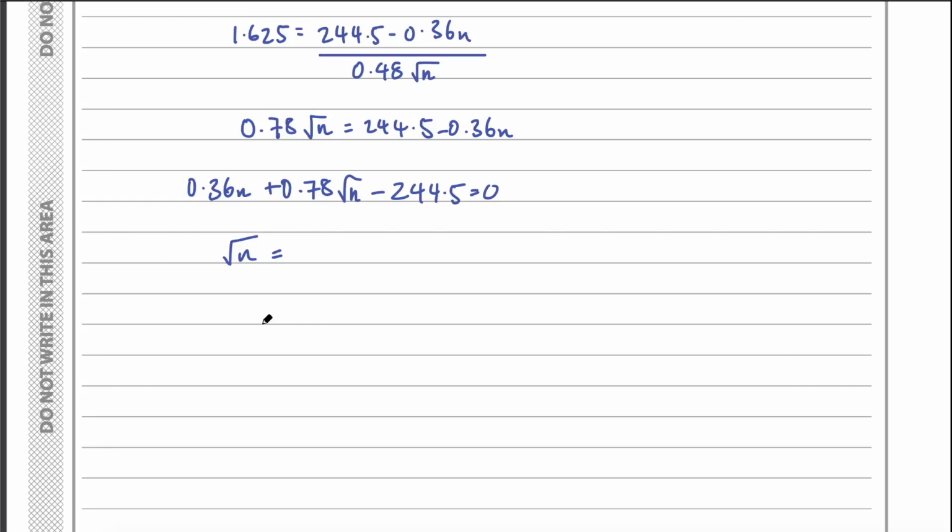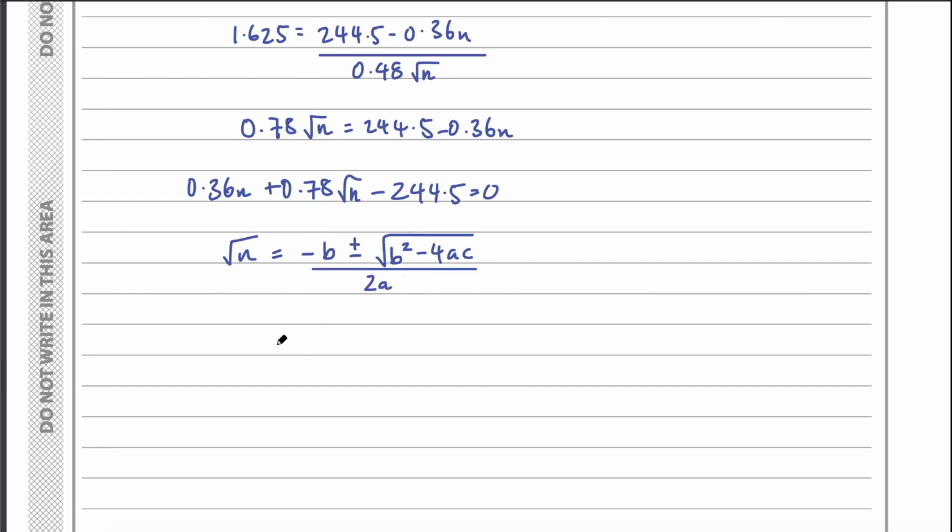I would struggle to see it personally, looking for factors of 244.5 to make, multiplied by factors of 0.36 to make 0.78. I would struggle to factorize that, so I'm going to go ahead and use the quadratic formula. So let's write that down: minus b plus or minus the square root of b squared, take 4ac, all over 2a.